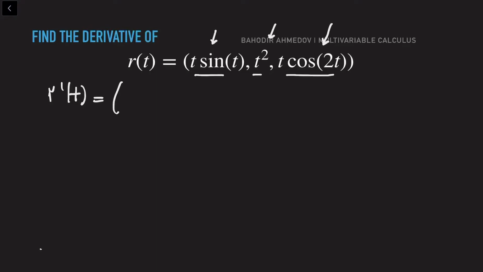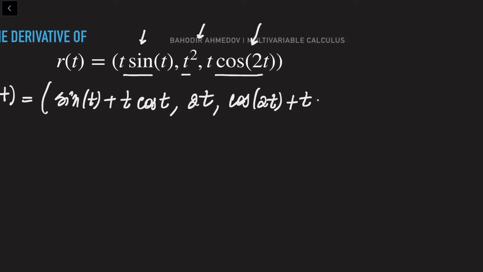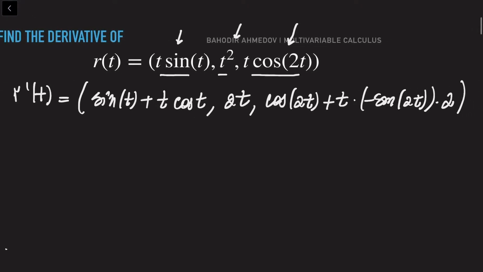So the derivative of the first component is going to be sine of t plus t times cosine of t, according to the multiplication rule. The derivative of the second component is t. The derivative of the third component is going to be cosine of 2t plus t times the derivative of the cosine of 2t. It's going to be minus sine of 2t times the derivative of the 2t, which is simply 2. So this is the derivative of this function.